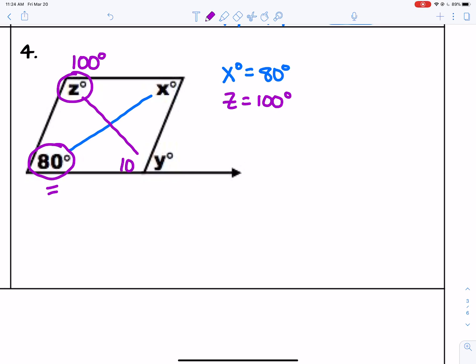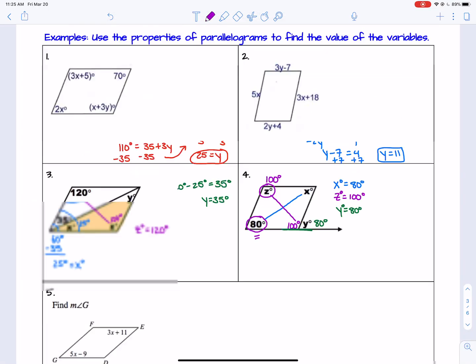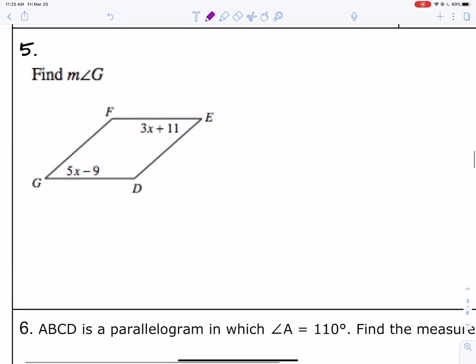Then I can put 100 degrees right beside that y, and y and the 100 degrees are a linear pair. So the y would have to equal 80 because a linear pair is always supplementary. Not 180, just 80. Okay, so we've got x, y, and z. I think we have one more example. Nope, we have two more. So let's look at number 5.